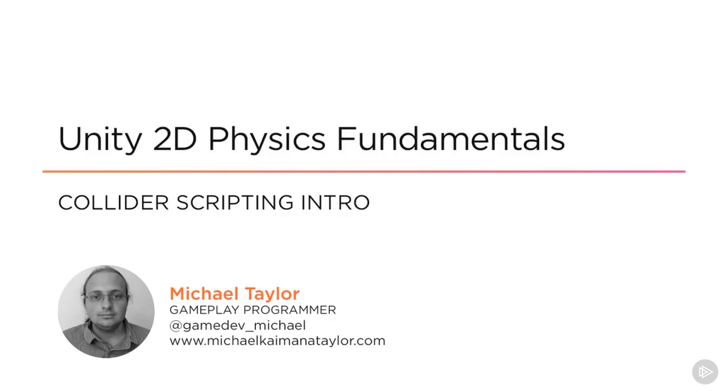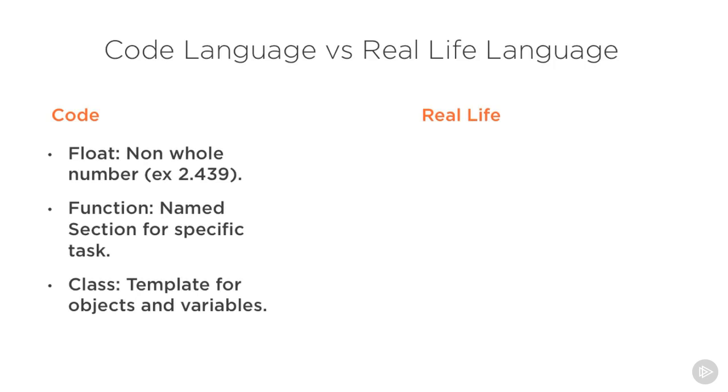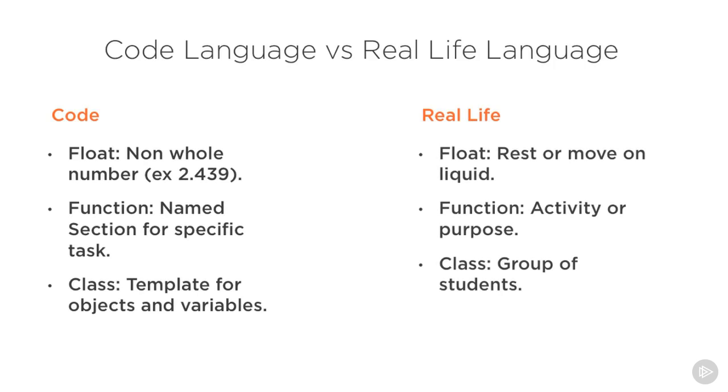In this module, we're going to be covering scripting. Now, scripting may look intimidating at first glance, with its alien language and words meaning different things than what you think they mean in everyday use, but don't worry about that. The definitions in code tend to be more abstract. In this example, floats are non-whole numbers, meaning digits. Functions are subsections of the scripts used for specific tasks for the sake of keeping the code clean and manageable.